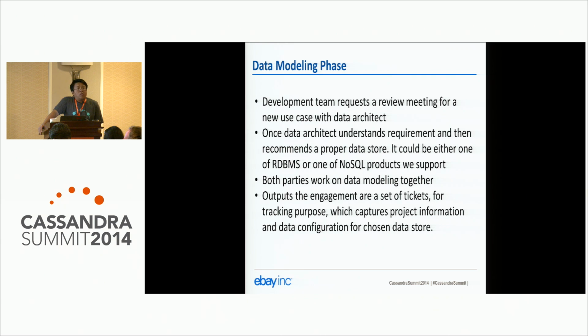They know, in the Cassandra example, how the data should be laid out, how many column families, and how many copies we should have based on the business requirement, like a consistency requirement. Once we get it done, we're going to have a set of tickets inside the eBay process. We track all this information.